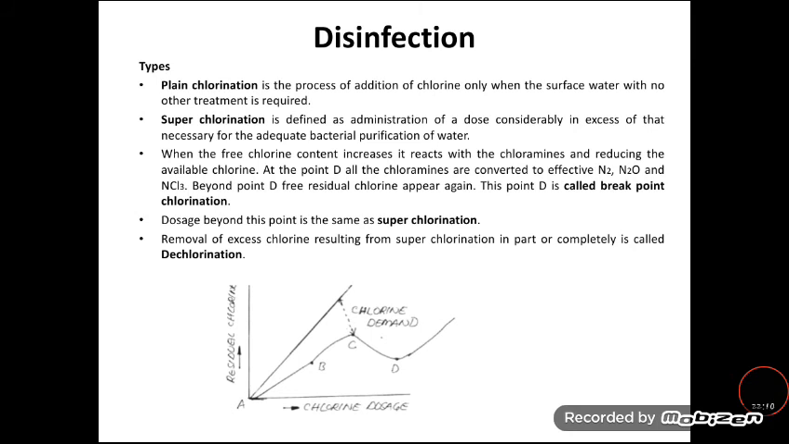The types of chlorination are plain chlorination, superchlorination, breakpoint chlorination, and dechlorination. Plain chlorination is the addition of chlorine when the surface water requires no other treatment. It is simply chlorinated to kill the pathogenic bacteria present in the water. Superchlorination is the considerably excess dose given for adequate bacterial purification of the water.